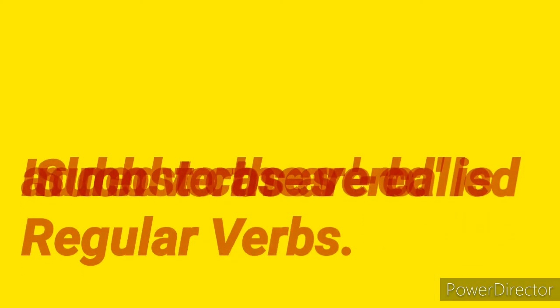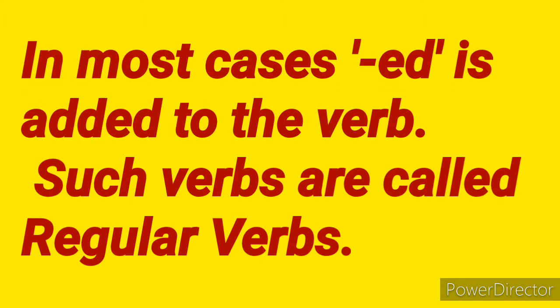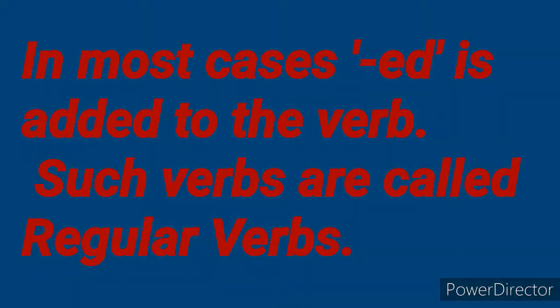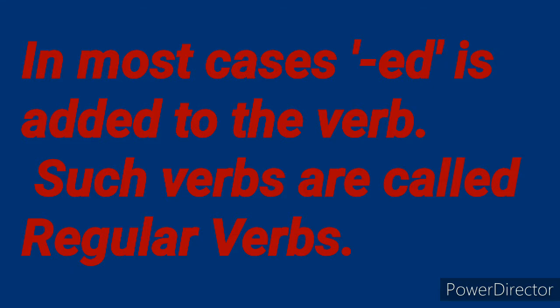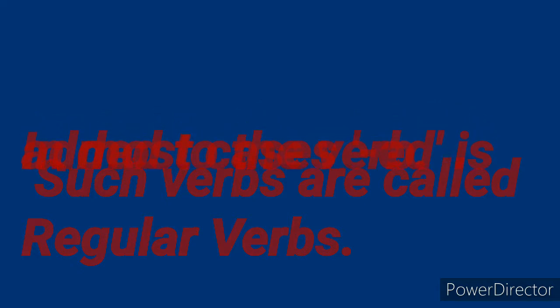First one, in most cases, ed is added to the verb. Such verbs are called regular verbs. That means the past tense of a regular verb is formed by adding ed to the end of the base verb. Okay, look at these examples.